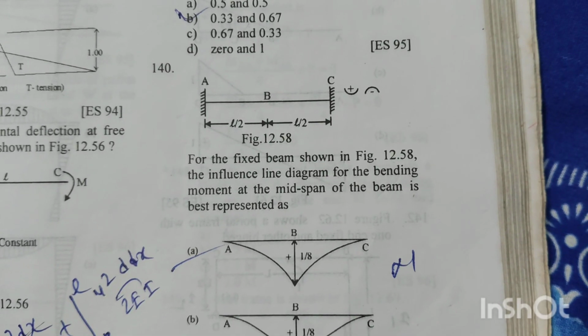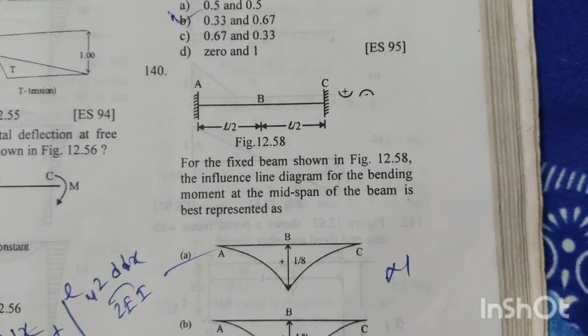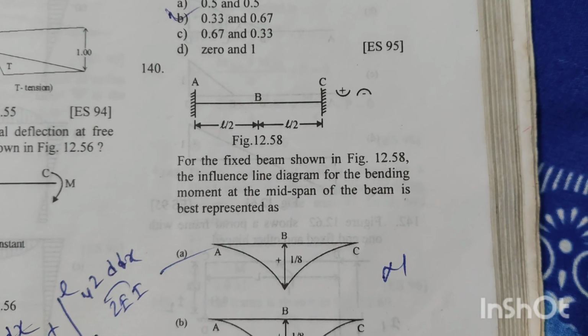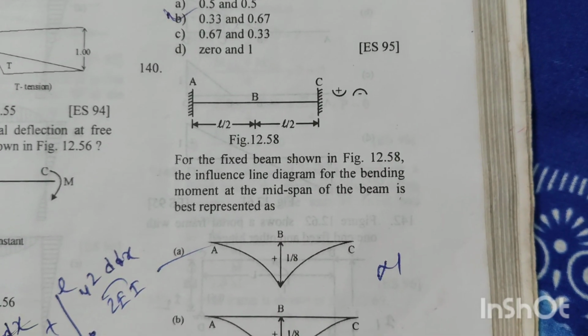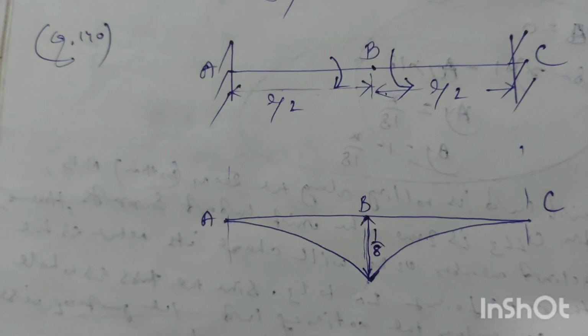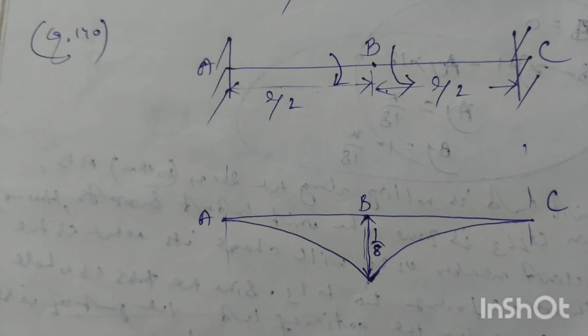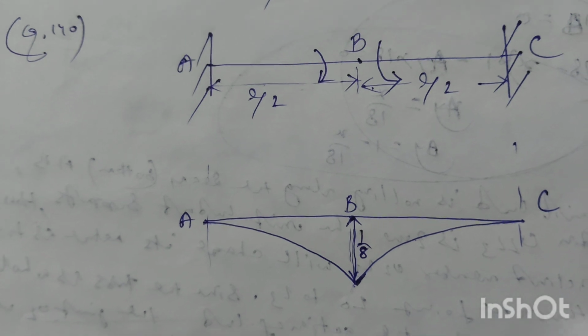Number 140. For the fixed beam shown in figure 12.58, the influence line diagram for the bending moment at the midspan of the beam is best represented as. So in question number 140, a fixed beam is given, which is an indeterminate beam, and the influence line diagram for an indeterminate beam will be non-linear.